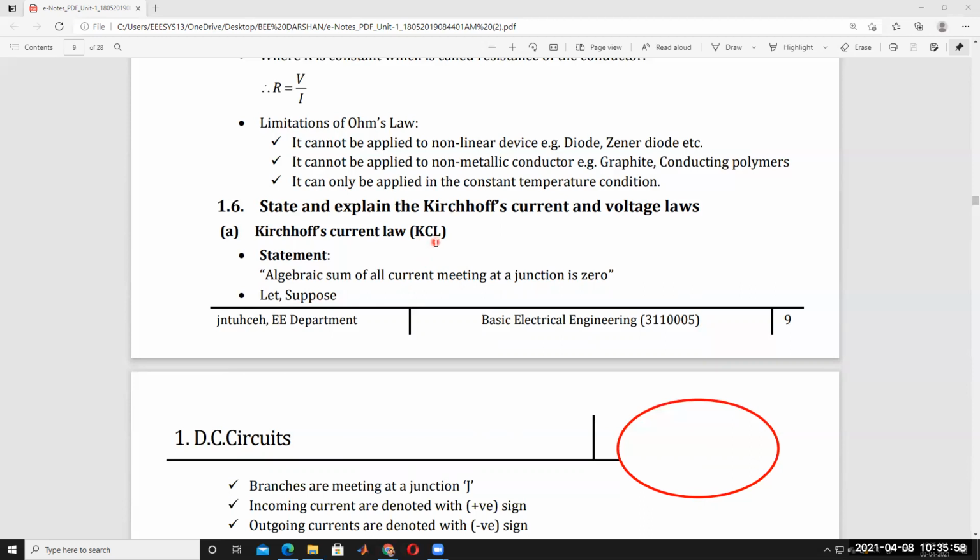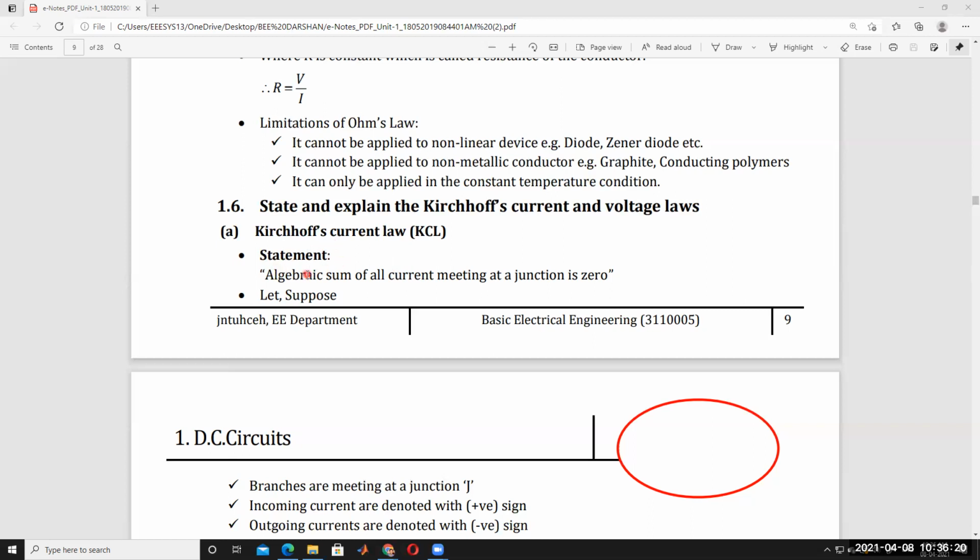We can find the current flowing through the different elements, the voltage across the different source elements, across the resistor, across the inductor. We can also find the voltage across the different branches and nodes, and the current flowing through the branches, by using these two laws, KCL and KVL.